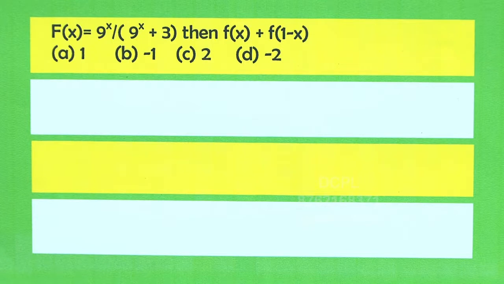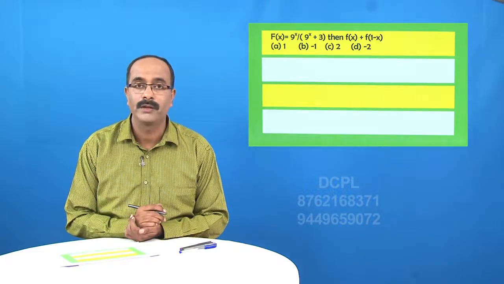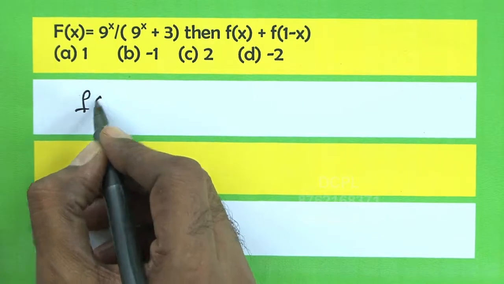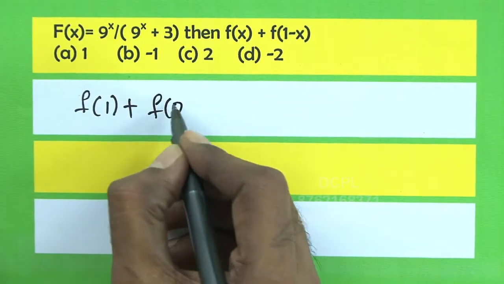F of x is equal to 9 power x by 9 power x plus 3. Find f of 1 plus f of 0. Very simple question. Let us solve this easily. F of 1 plus f of 0 is what?